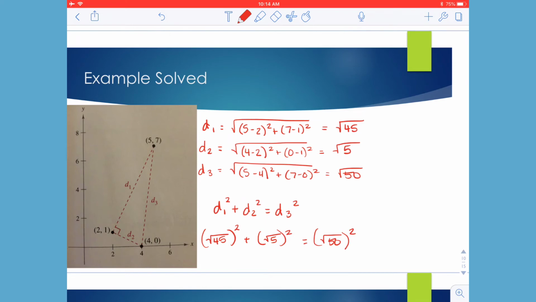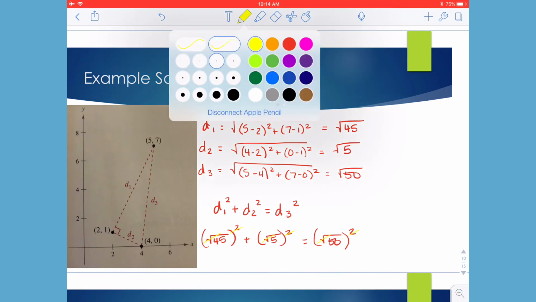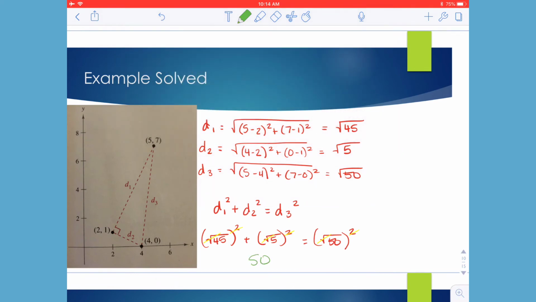And sure enough, I know that the exponent and the radical cancel each other out because they're both squared, so that happens on all of these. And 45 plus 5 is in fact 50, and that is equal to 50, and therefore I do have a right triangle.